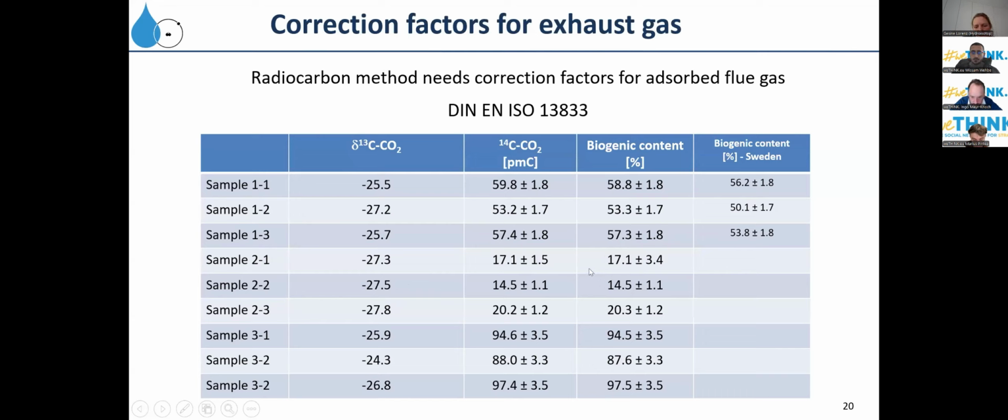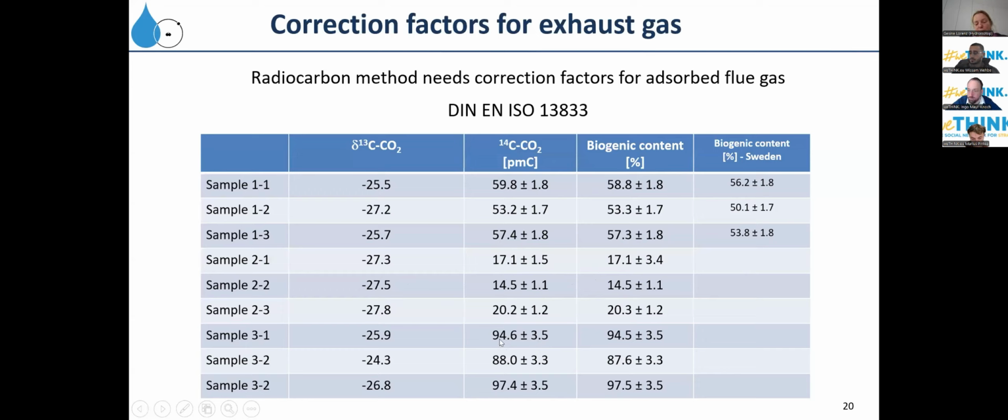The second incineration uses industrial waste. It has a far lower carbon 14 content. But you see, if the value is very low, you don't have much correction. The third is a power plant which uses demolition wood.